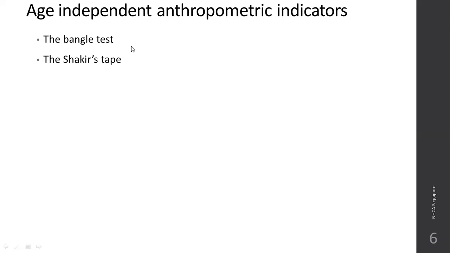Next is Shakir's tape. Here a plastic tape with colored zones like green, yellow, red, representing 13.5 centimeter, 12.5 to 13.5, and 12.5 centimeter, is used. So just by looking at the colors when you measure the upper arm, you will understand if the child is malnourished or not.